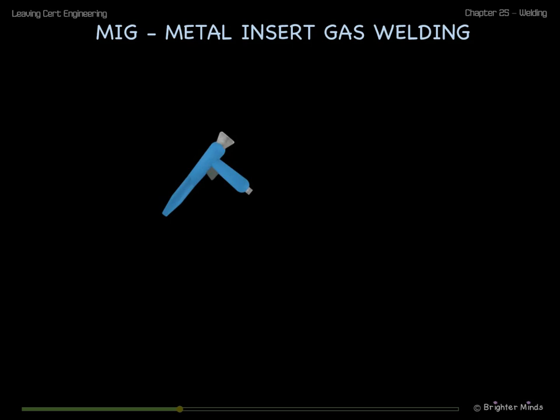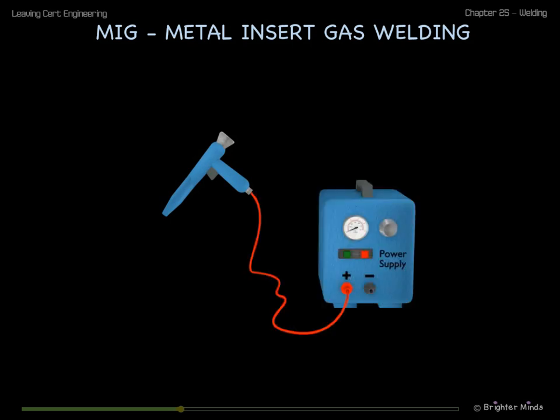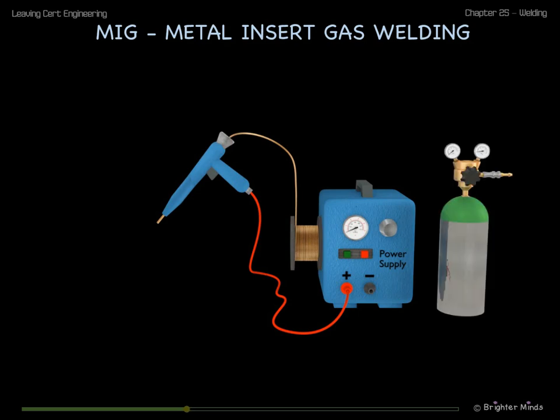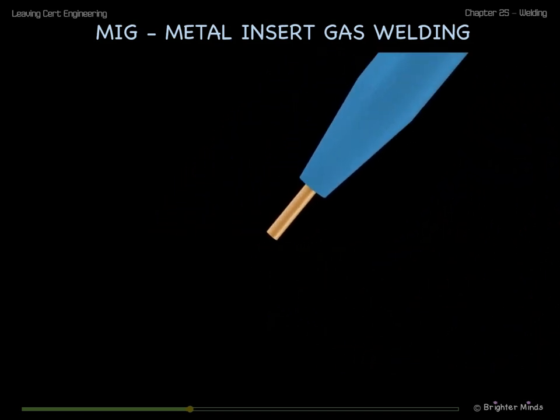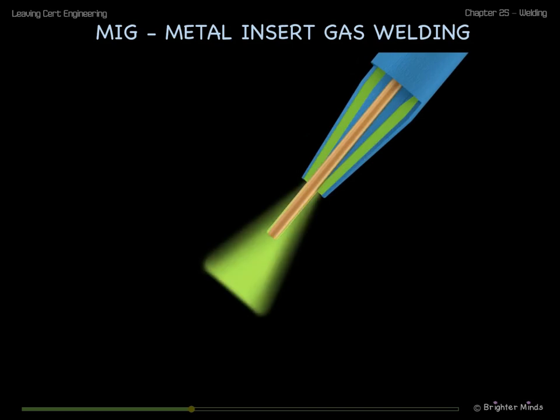The gun is attached to the power supply. The consumable electrode wire is supplied into the gun from a reel. The shielding gas is supplied into the gun from a gas cylinder fitted with a regulator. We can see the gun can now supply both the gas and the electrode wire.